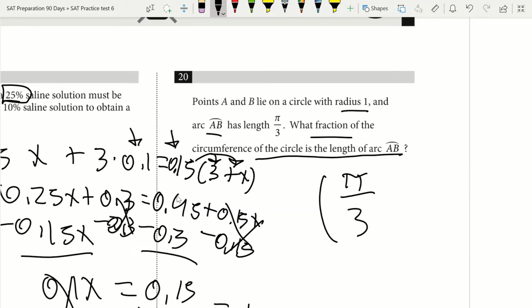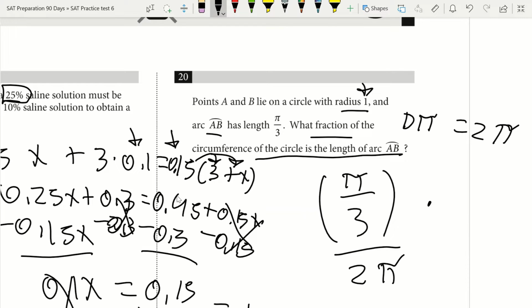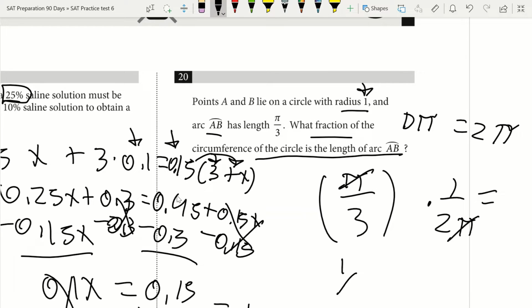Well, our circumference is always going to be our diameter times pi, or 2 times our radius times pi. We know if our radius is 1, our diameter is 2, so that means that our circumference is going to be 2 pi. So we're going to do pi over 3 divided by 2 pi. That's the same as doing pi over 3 times 1 over 2 pi. We know pi's are going to cancel there, and we're going to have 1 over 3 times 2, which is 1 over 6. So my answer there would be 1 over 6.